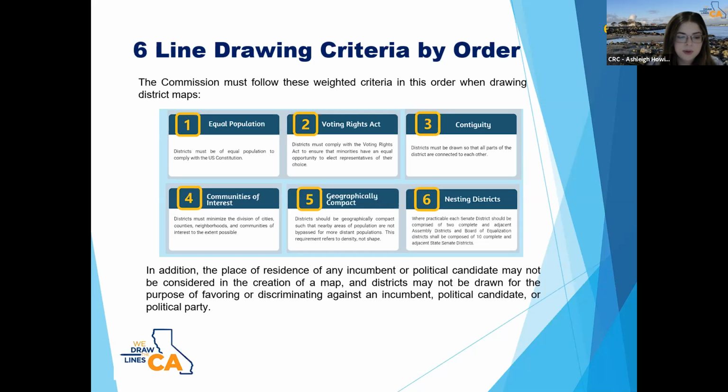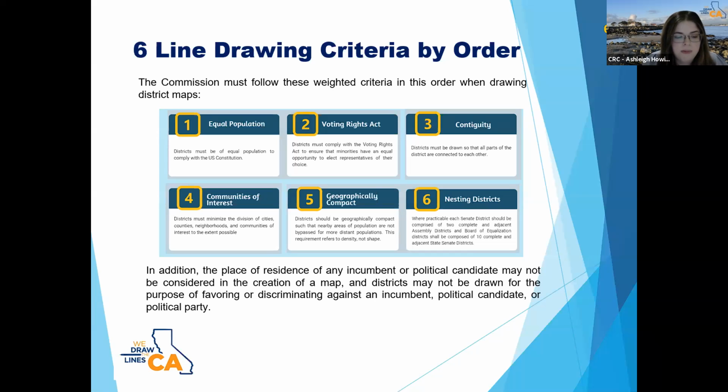Number 3, districts must be drawn contiguously so that all parts of the district are connected to each other. Number 4, districts must minimize the division of cities, counties, neighborhoods, and communities of interest to the extent possible. Number 5, districts should be geographically compact such that nearby areas of population are not bypassed for more distant populations. So this requirement refers to density, not the shape.